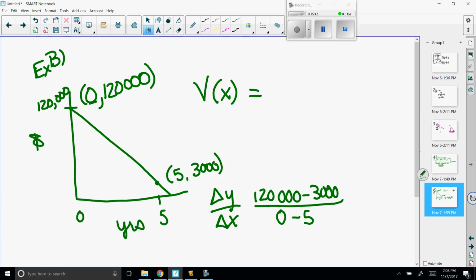All right, so if I subtract that, what are we going to get? Okay, so divide that. And we get negative $23,400, I hope. What does that mean?